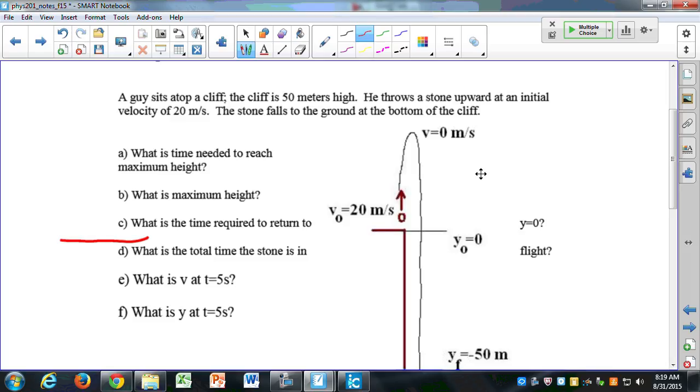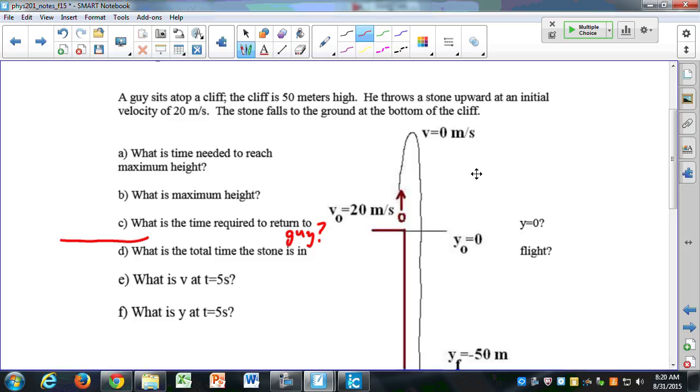All right, so here I throw an object up, and let's just consider the first three, A, B, and C, where it comes up and then it comes back down. And then on Wednesday, we'll come back and get the latter part. So I throw it up, it goes to the top, it stops, and it comes back down. And so I want to know what is the time required to reach the maximum height, what is the maximum height at this point, and then what is the time required to return to the guy that throws this rock upwards. He throws it up, it comes down, and it returns back to him.